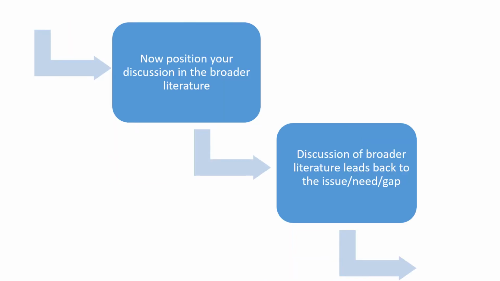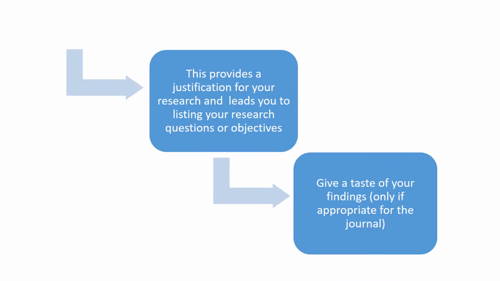Now, here's the next 2 steps. Position your discussion in the broader literature, and then continue with the literature to bring that discussion of broader literature back to the need or the gap. Then towards the end of the introduction, you will be providing a justification for your research, and that leads you to a listing of your research questions or objectives. Then, if appropriate for the journal, give a taste of the findings.